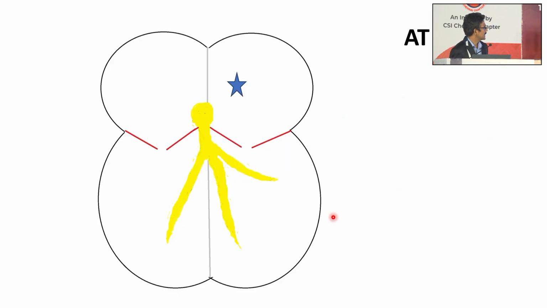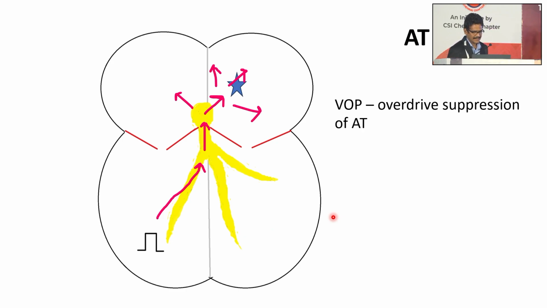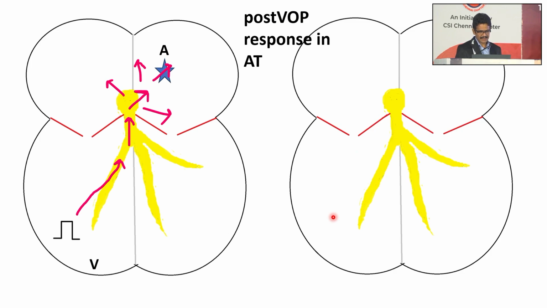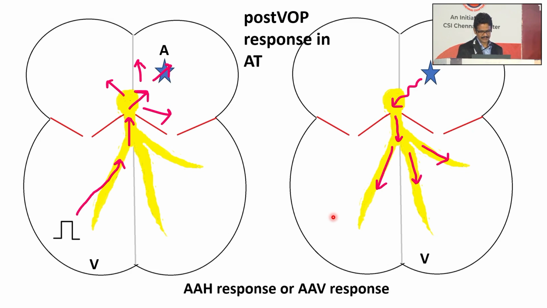In atrial tachycardia, when you pace from the V, it goes to the His-Purkinje system and overdrive suppresses the AT. Ideally, it should not be called entrainment. So our last paced V beat suppresses the A and causes an A. Then the next beat comes from the tachycardia A. So the tachycardia A depolarizes the atrium, then comes to the V. So what you get is an AAV response.